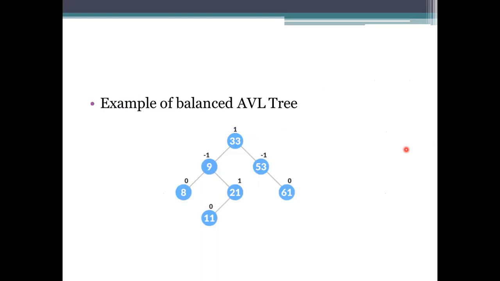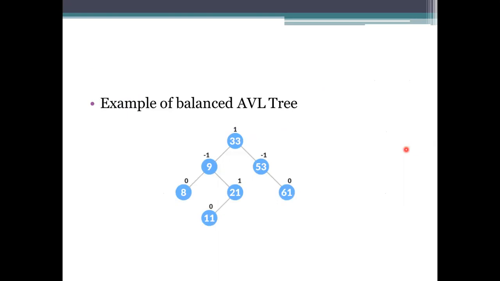In an AVL tree, we are not saying that it should be a complete binary tree. That means each and every node will not necessarily have two child nodes if it has a child. So it is not like that.